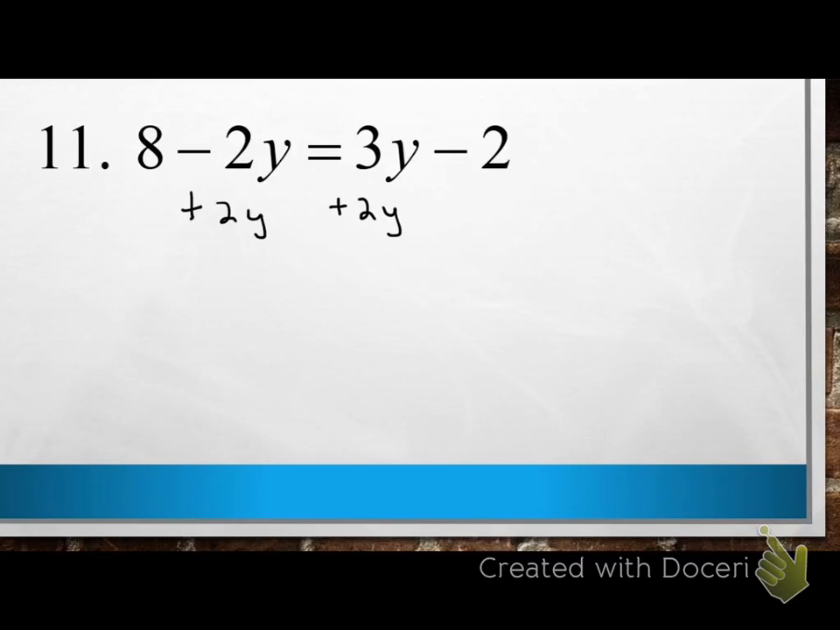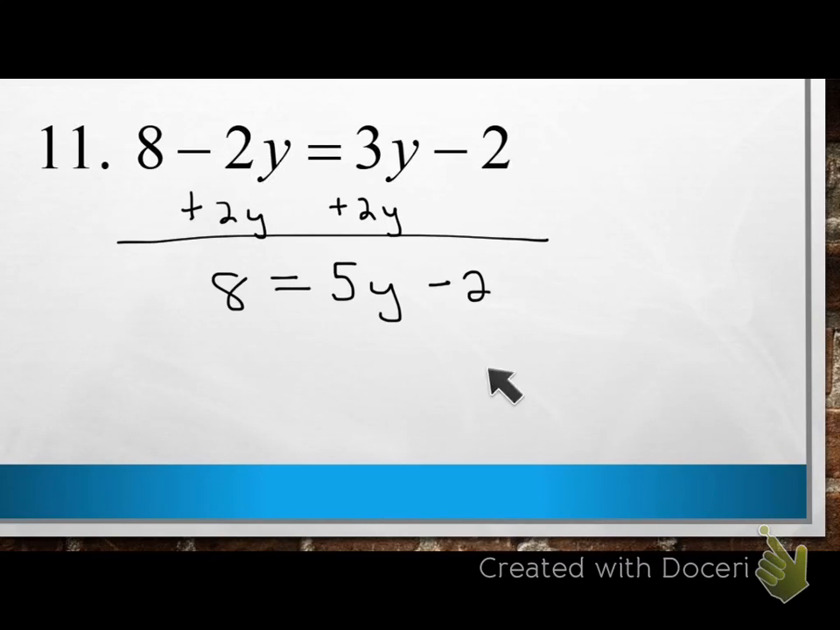Now look up on the screen and make sure you have this. These y's cancel, so you bring down the 8 equals 3y plus 2y gives me 5y minus 2. Connor, what would I do for my next step? Add 2 to 8. Okay, very good. All right, so add 2 to both sides.